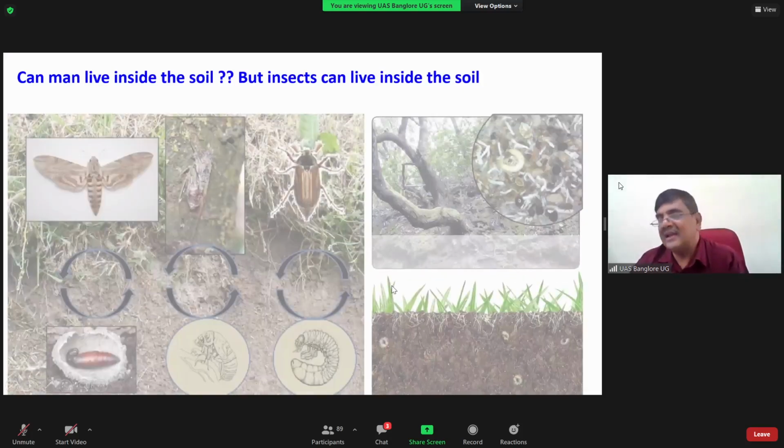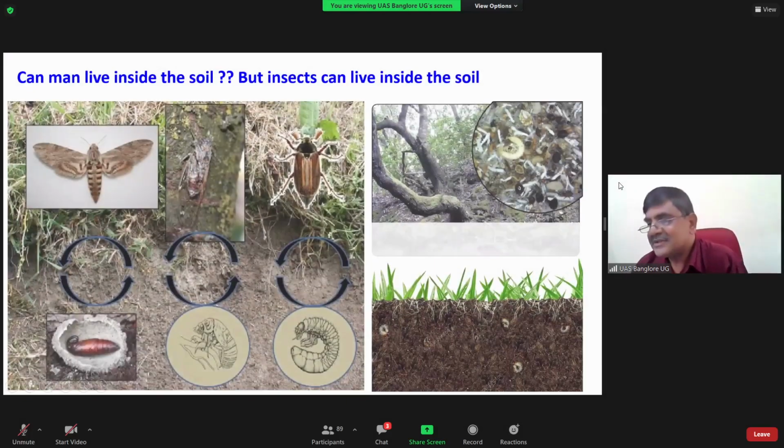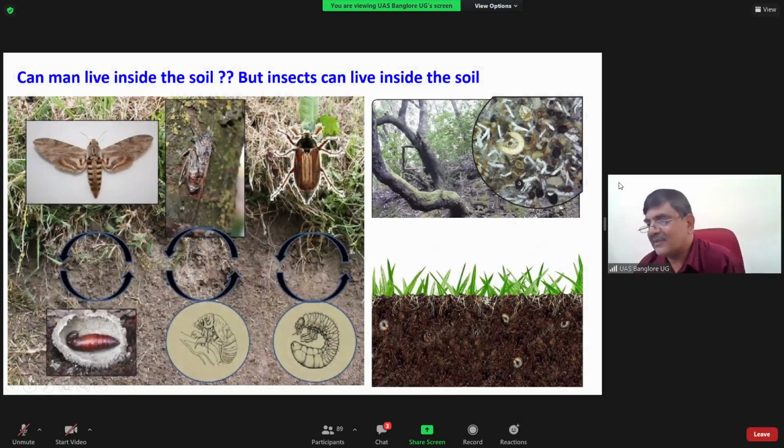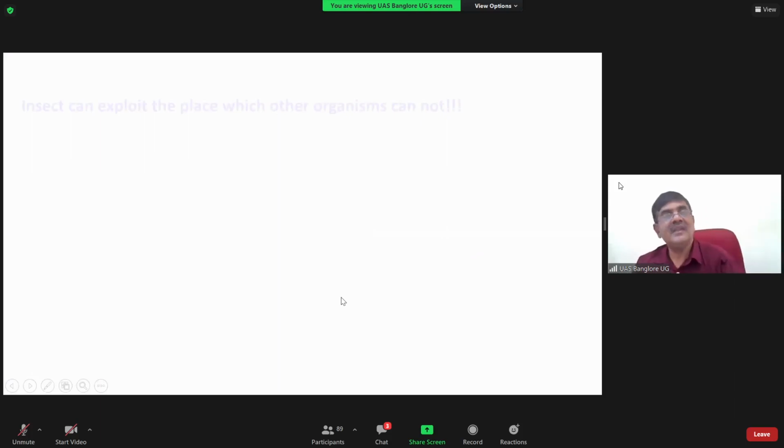So next, can man live inside the soil? I think it is impossible for man to live inside the soil because he cannot breathe. But if you take insects, the insects can survive within the soil. For example, if you look here, these are white grubs or root grubs. These white grubs can live within the soil.